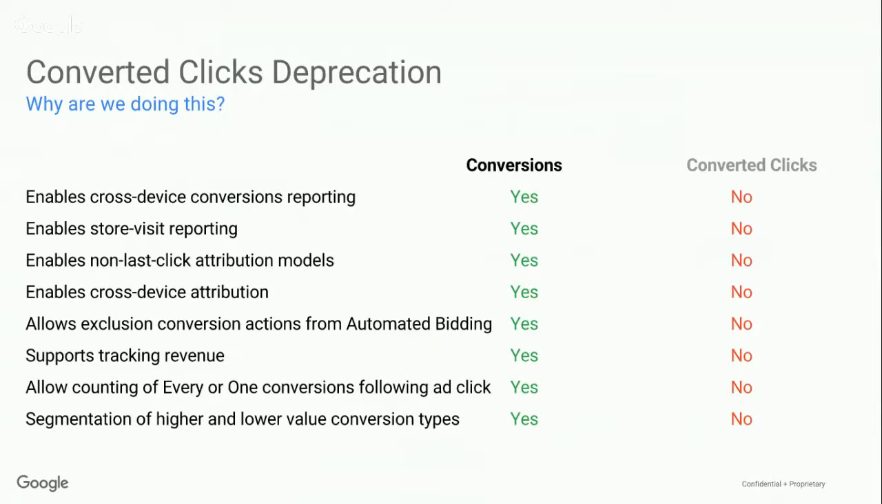On top of the tracking value that conversions have over converted clicks, there are a few more benefits that tracking conversions provides that converted clicks may not accurately count yet. So with conversions, you are able to track cross-device activity or cross-device conversions. You're able to track store visits. Conversions also allow you to toggle between different attribution models that are not last click. So you can look at linear, time decay, first click, etc., and basically be able to attribute better.